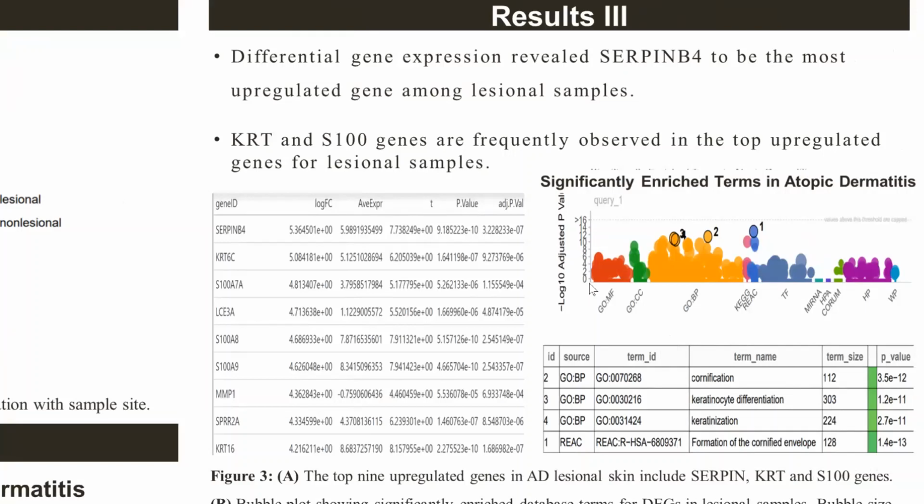Figure 3B shows that the four most significantly enriched pathways were all involved in skin barrier function, including keratinization and cornification.